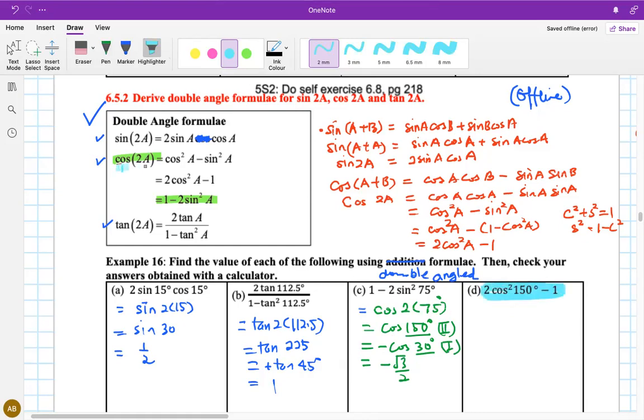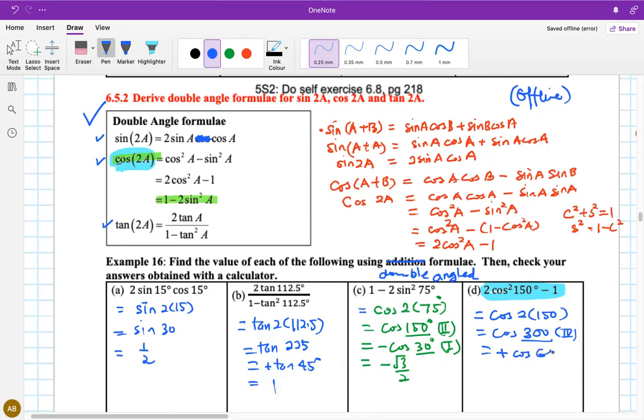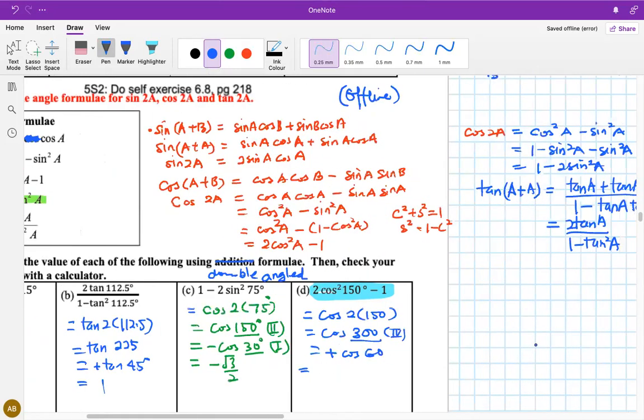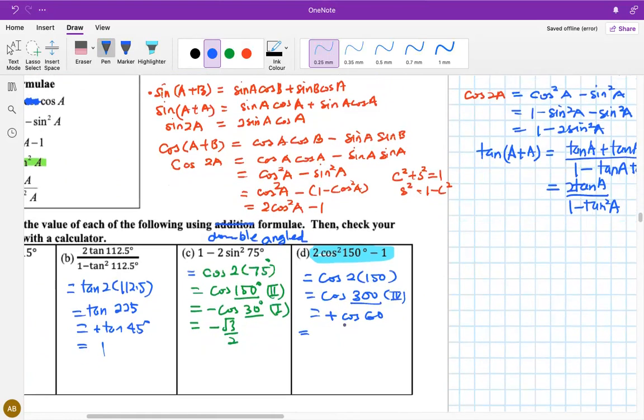So it's same as this one, cos 2a, right? So I use blue. Okay, so it becomes cos 2 times 150. So it's cos 300. So cos 300 is in quadrant number 4. So cos is positive, and then for 300, the reference angle is 60. Okay, how to get 60? Still remember? You ask yourself how to get the reference angle 60, right? So this one, cos 60 is 1 over 2. So this is your answer.